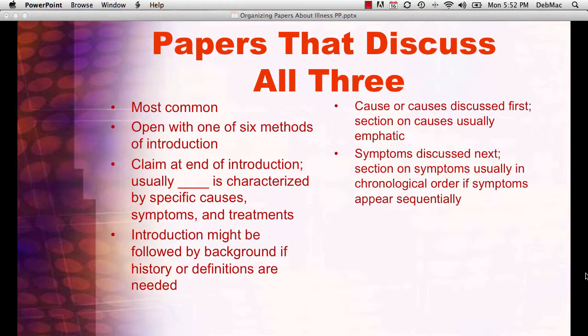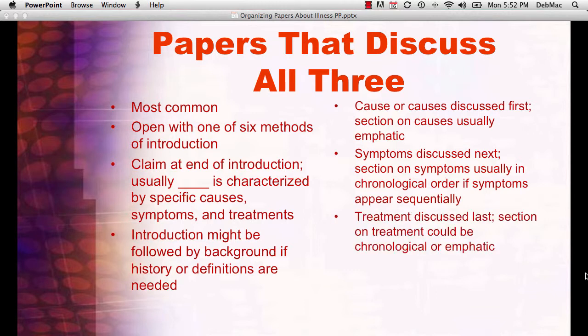If it's a matter of severity or observability, then you might have an emphatic section on symptoms. But most often, the section on symptoms is chronological, meaning that you discuss the first one that appears first and the last one that appears last. And then finally, you discuss treatment. And the section on treatment could be chronological or emphatic, as we discussed when we talked about how to organize a paper that discusses only treatments.